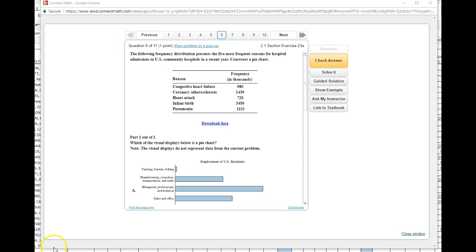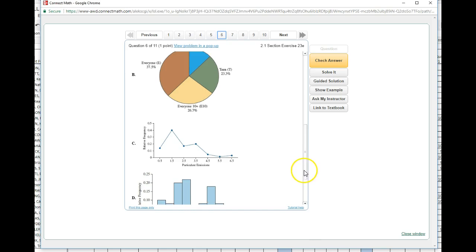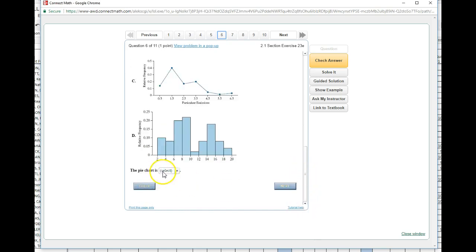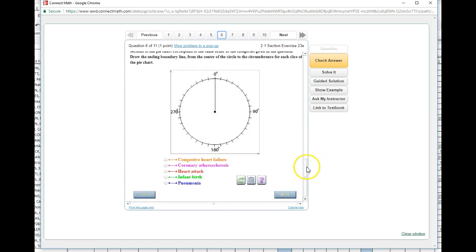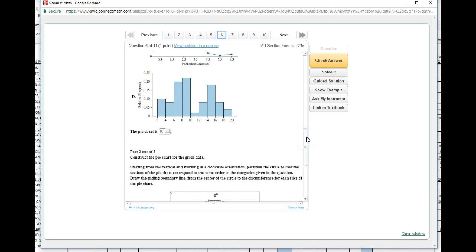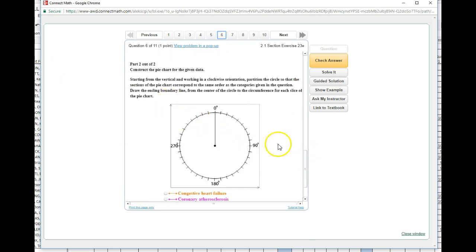So I just wanted to take a few moments to discuss how to construct a pie graph for Connect Math. So first of all, which one is the pie chart? Well, I'm going to scroll down, and that's going to be B. So go ahead and select B, and then I can click Next, and hopefully I got it correct. Apparently I did.